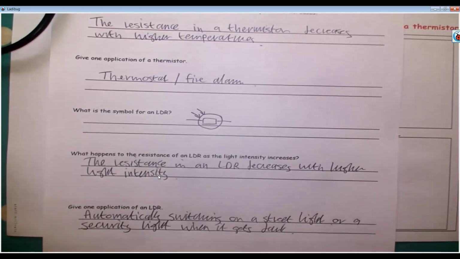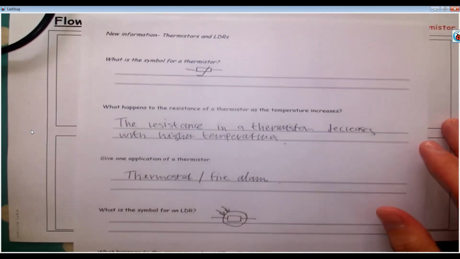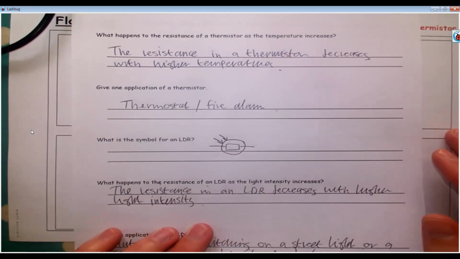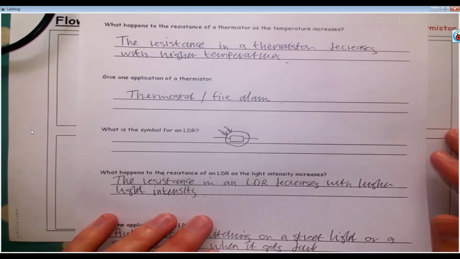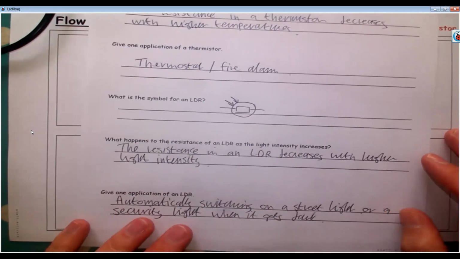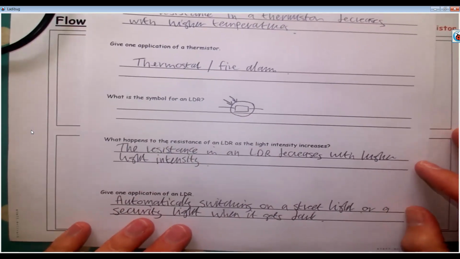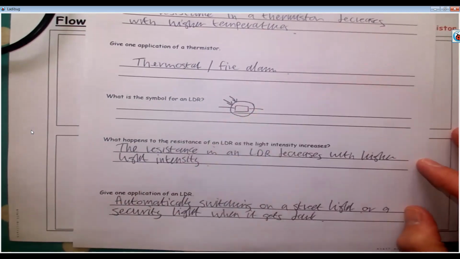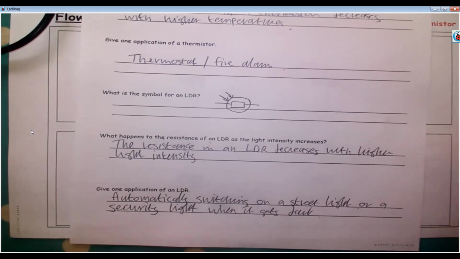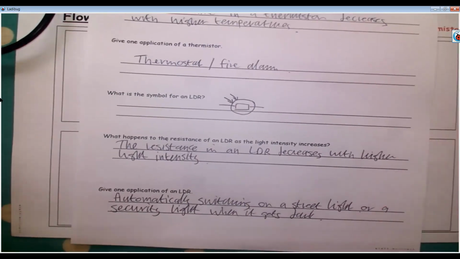Okay, so there's our new information for now. Our symbol for a thermistor: resistance in a thermistor decreases with higher temperature, so more current can flow. A use for that would be a thermostat or fire alarm. An LDR has this symbol here. The resistance in an LDR decreases with higher light intensity, and it could be used for street lights or automatic lighting or for a security light. So this is the point where we've made our notes.